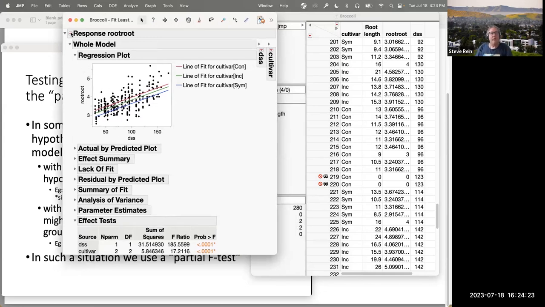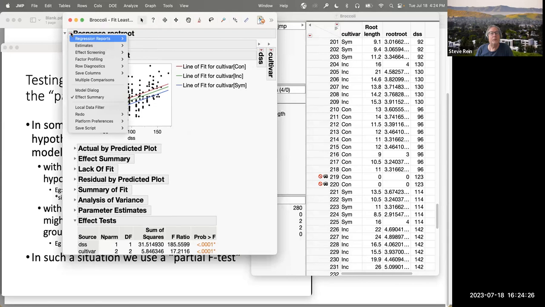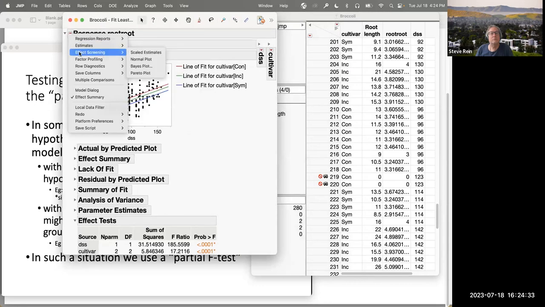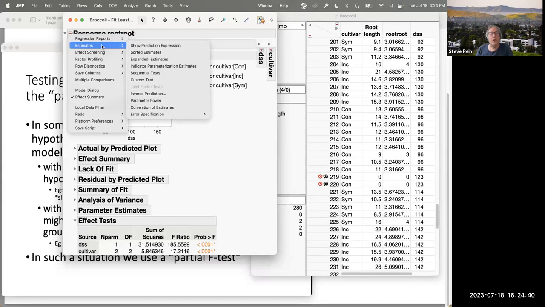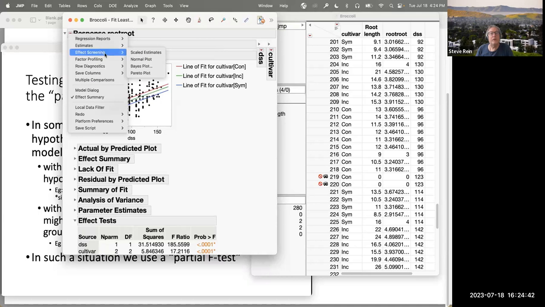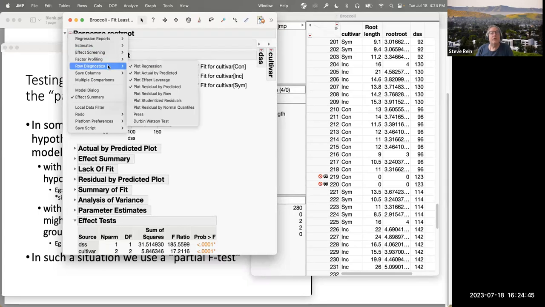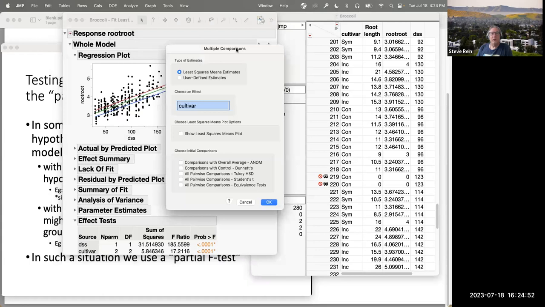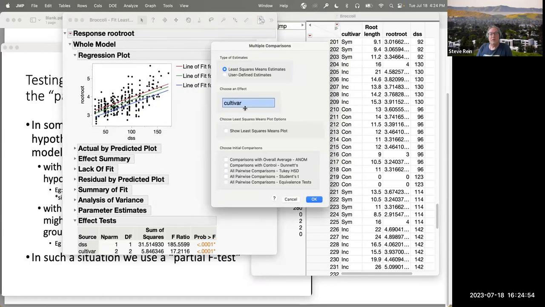We could, if we wanted to, and I'm going to go through this under estimates. Oh, I'm sorry. Darn it. Okay. I'm looking for where the Tukey procedure is here, and I'm not seeing that so quickly. No, multiple. Oh, it's under multiple comparisons. Let's use multiple comparisons across the cultivars and use the Tukey procedure.